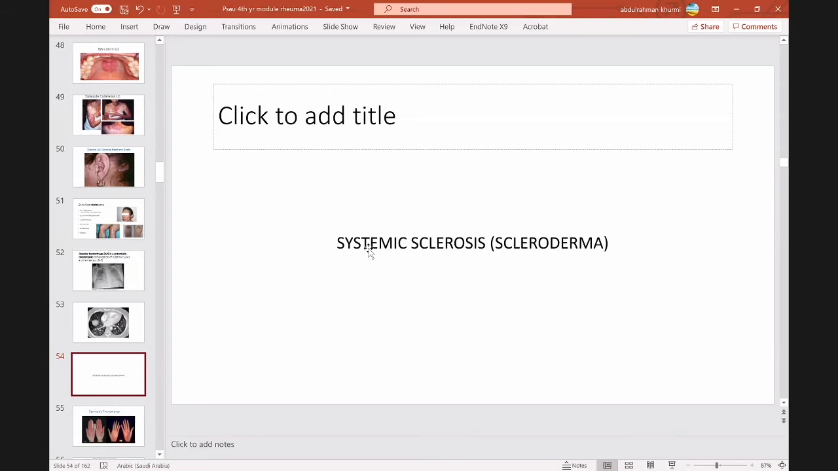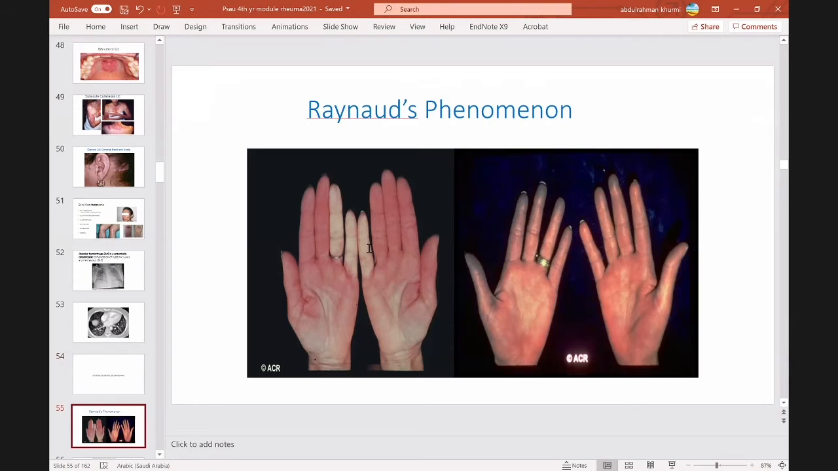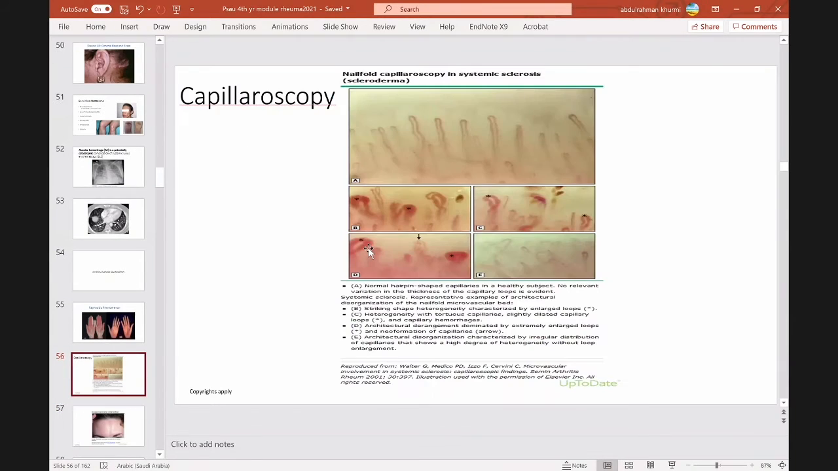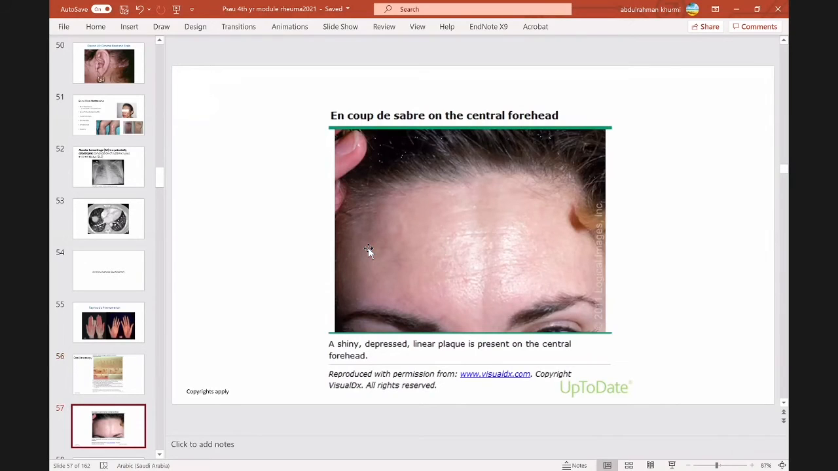That's Raynaud phenomenon. It can come with Raynaud phenomena. Yeah, so this is Raynaud phenomena. But what is systemic sclerosis? It is tightening of the skin.